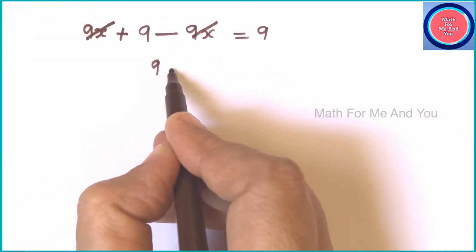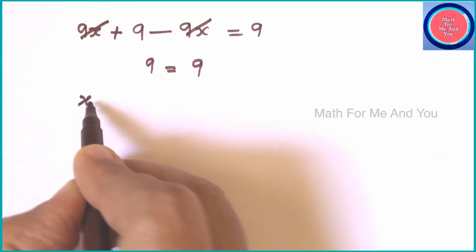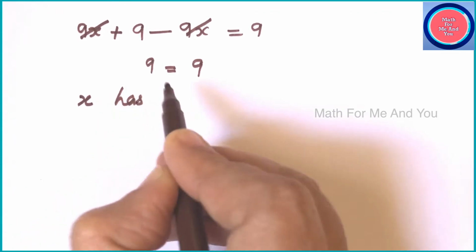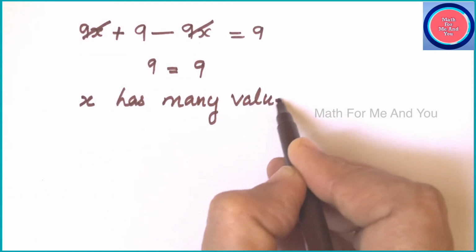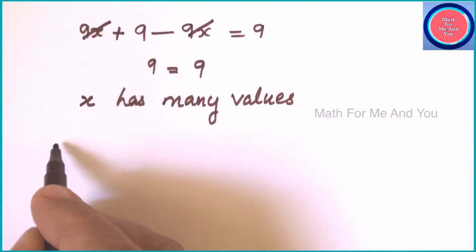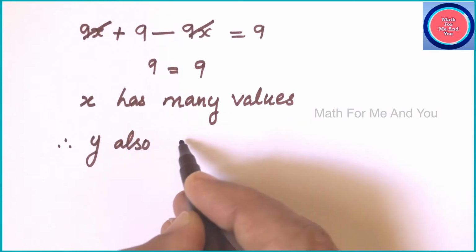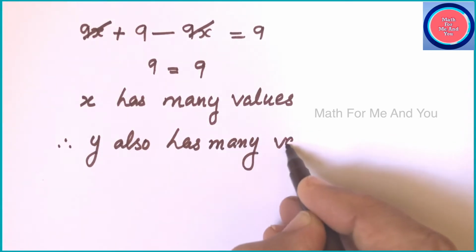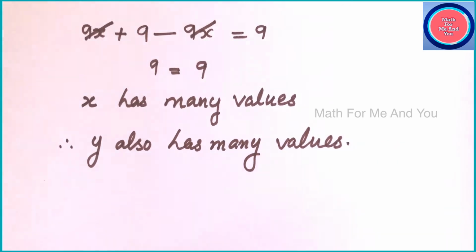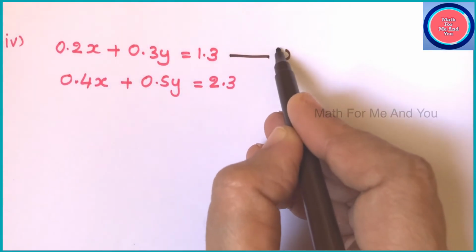Then what's the result we get? 9 equals 9. That means x terms cancelled automatically. If we get this type of equations, we can write that the variable which we are trying to find has many values. Here we try to find the value of x, so we get x has many values. If x has many values, automatically y also has many values. This is a special equation. When we try to find the values of x and y, they both have many values.